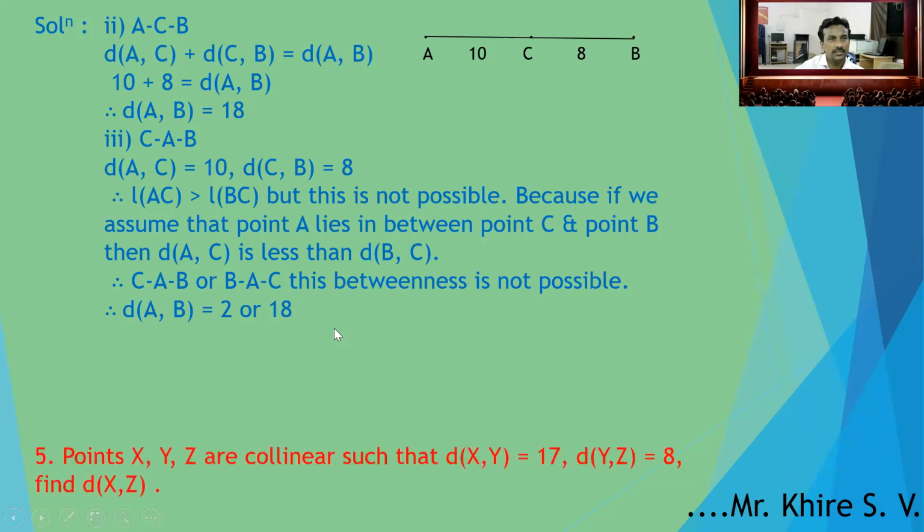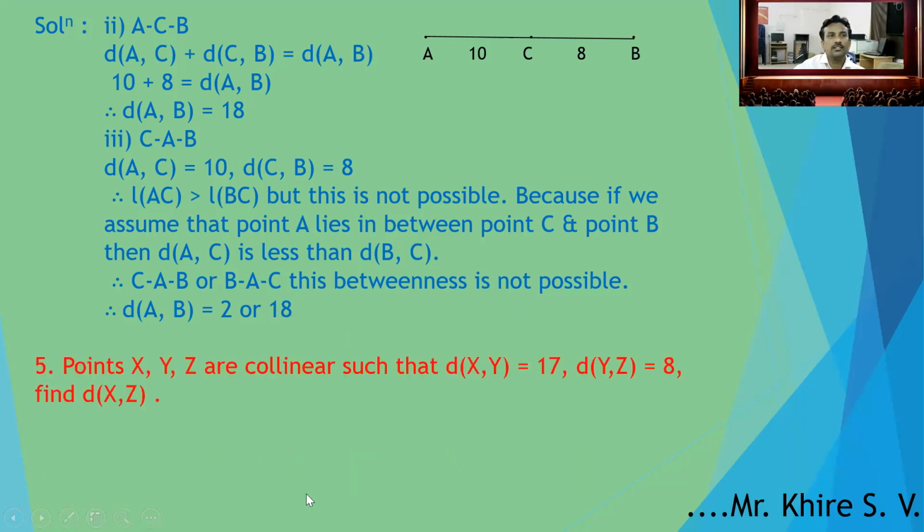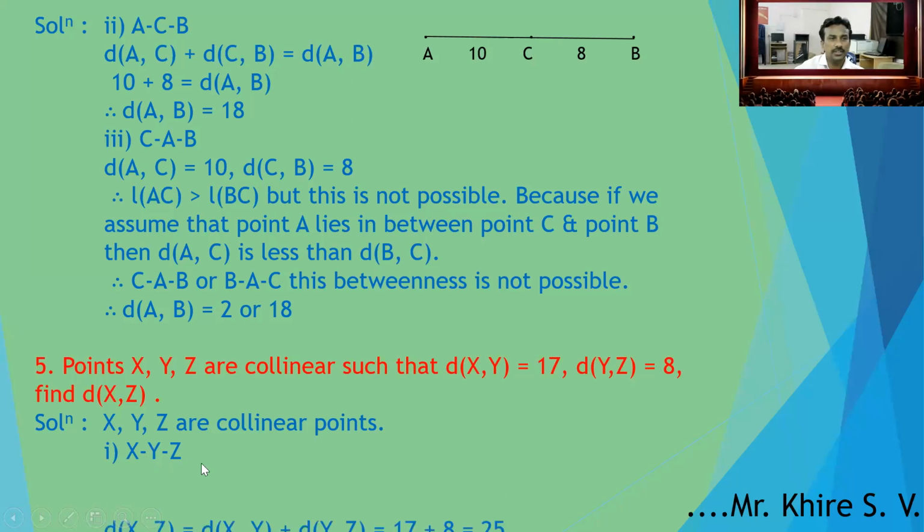Third is incorrect. Okay. Question number 5. Points X, Y, Z are collinear such that distance XY is 17, distance YZ is 8, and find distance XZ. Now X, Y and Z are collinear points, this is given. Suppose X, Y, Z means point Y lies in between point X and point Z. Then distance XZ is equal to distance XY plus distance YZ, means 17 plus 8 is equal to 25. Therefore distance XZ is equal to 25.